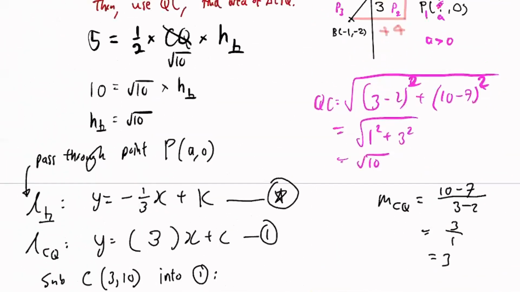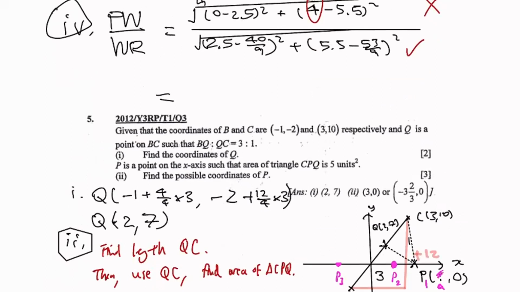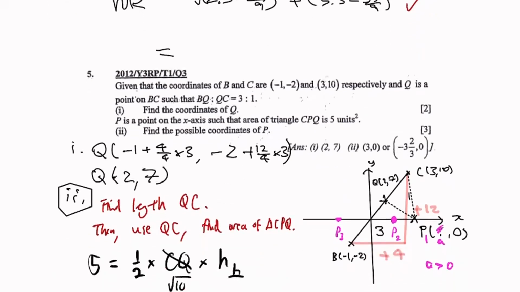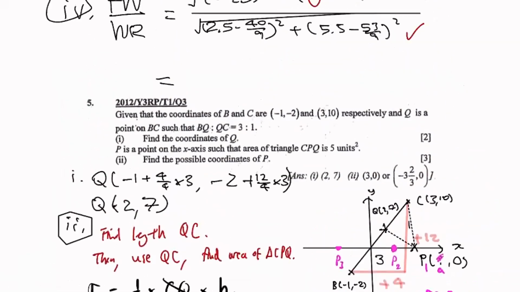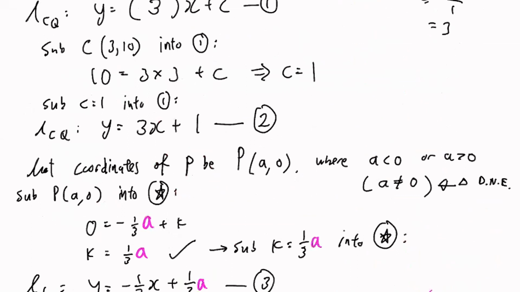I guess there's probably a more efficient way to do it because this is only 3 marks. I don't know, or is it just because it's Raffles? It's just very long-winded, but I hope you get what's going on.